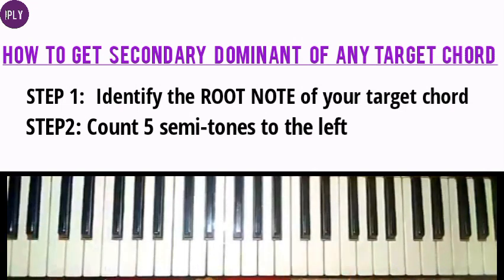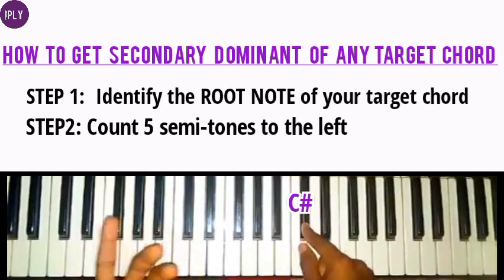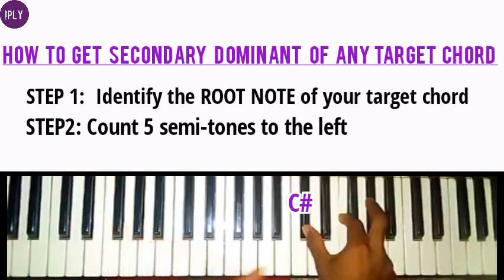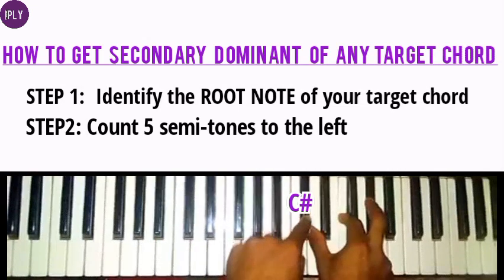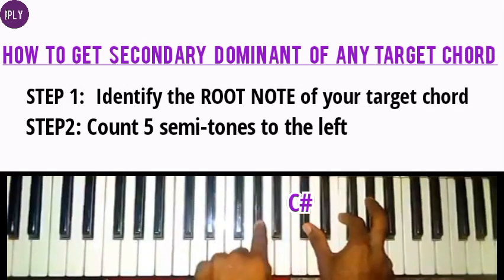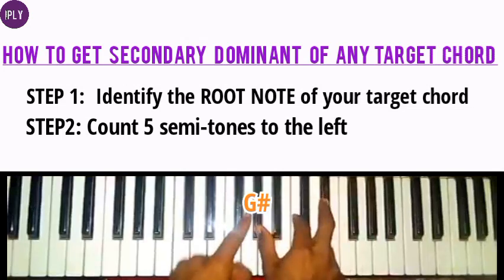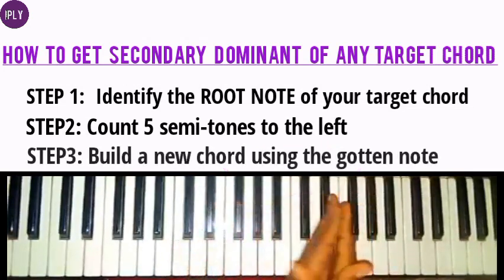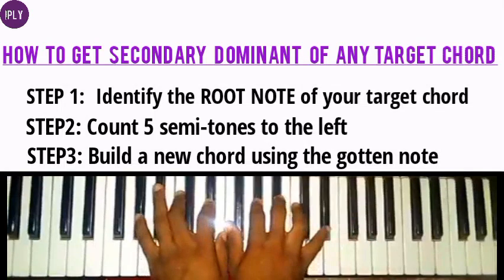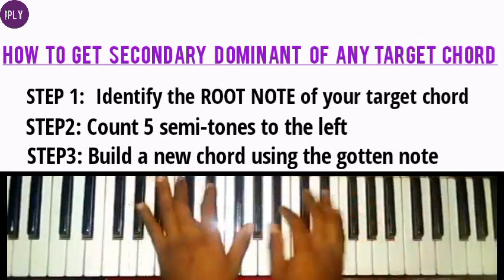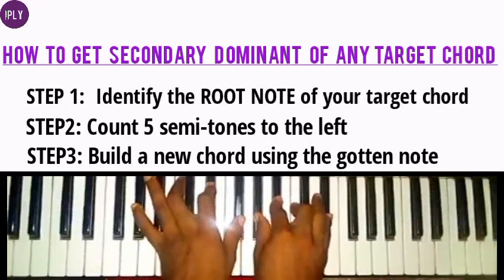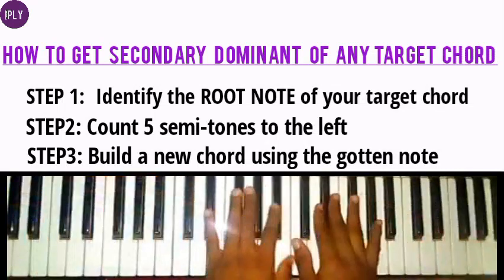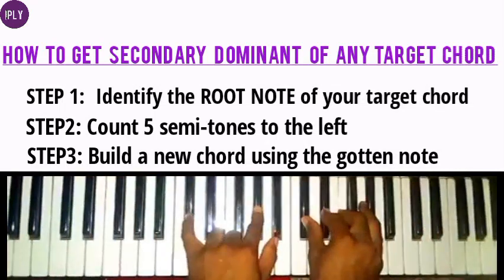So another example, for instance, if C sharp is my target chord, let's say C sharp major chord. To get the secondary dominant chord of this target chord, what I will do is identify the root, which is C sharp, then count 1, 2, 3, 4, 5, which is G sharp. So in this case, G sharp is my secondary dominant chord of C sharp. So whenever I want to play C sharp, I can just play G sharp major chord, or I can play G sharp 7th chord, dominant 7th chord, to lead me to my C sharp. Okay.